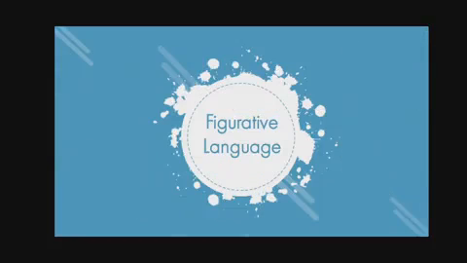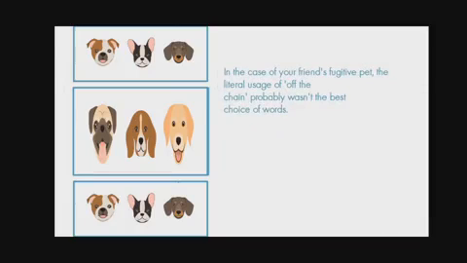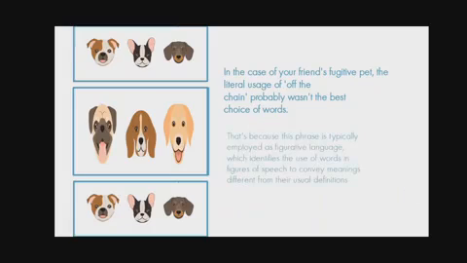Here's now the figurative language. Let us go back to my example a while ago. In the case of your friend's fugitive pet, the literal usage of "off the chain" probably wasn't the best choice of words. That's because this phrase is typically employed as figurative language, which identifies the use of words in figures of speech to convey meanings different from their usual definitions.